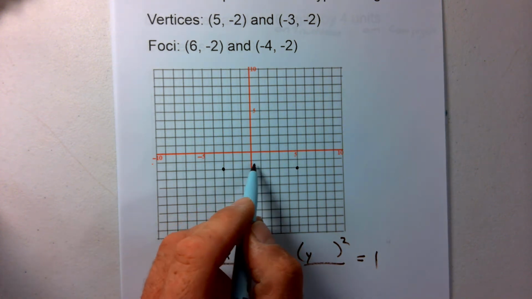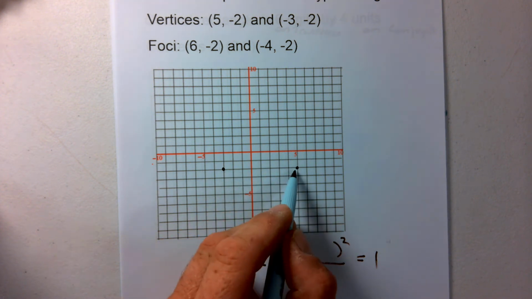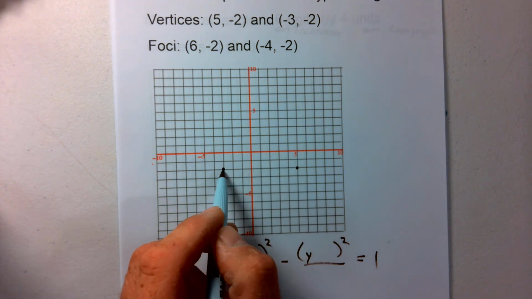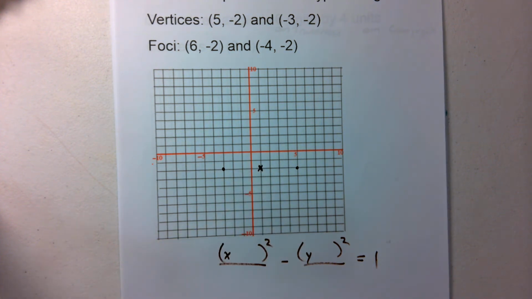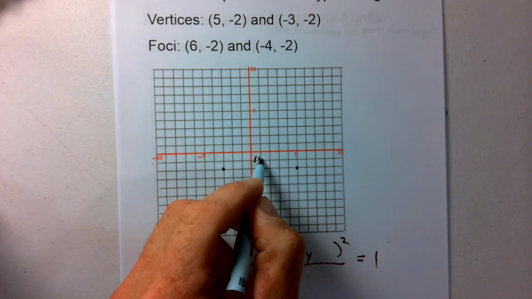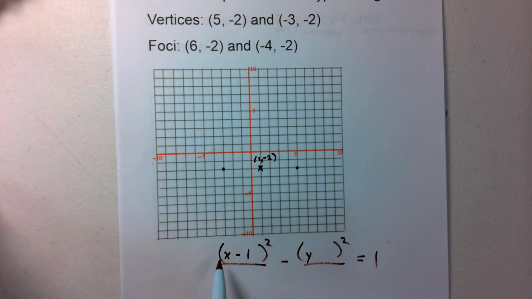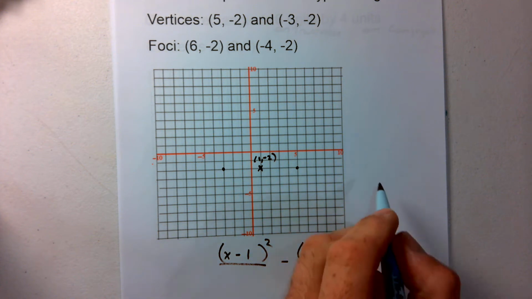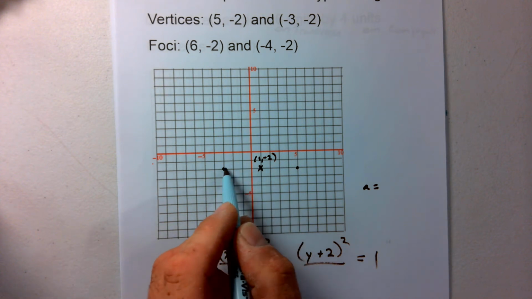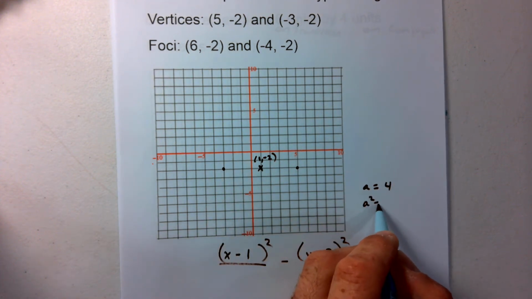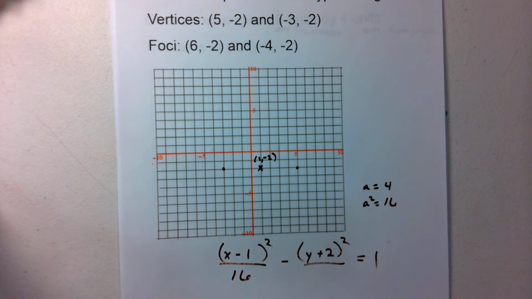As well, we can go ahead and find the center between these 2 points. So I can go ahead and count if I want. I have 8 units, so I know I'm 4 units from each of those. So the center in this case is going to be at the point (1, -2). So I can go ahead and put that in, x minus 1, and then y plus 2. Those are the easy ones, huh? That also tells me our a value. Our a value is going to be 4 units. So I know that a squared is going to equal 16.